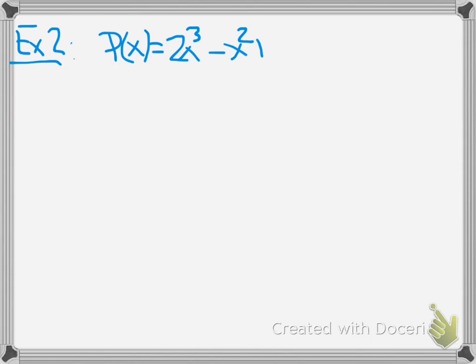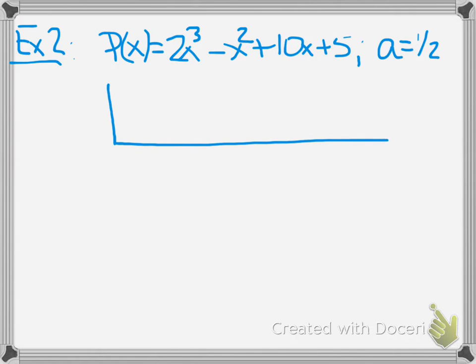Let's do a second example of that. So we're going to do p of x equals 2x cubed minus x squared plus 10x plus 5. And we'll do a challenge one here. We'll do half. So again, here's our synthetic division bar. I have every coefficient. I have a cube, a squared, a first, and a constant, so no zeros need to be added. So I'll put our half out here that we're dividing by.